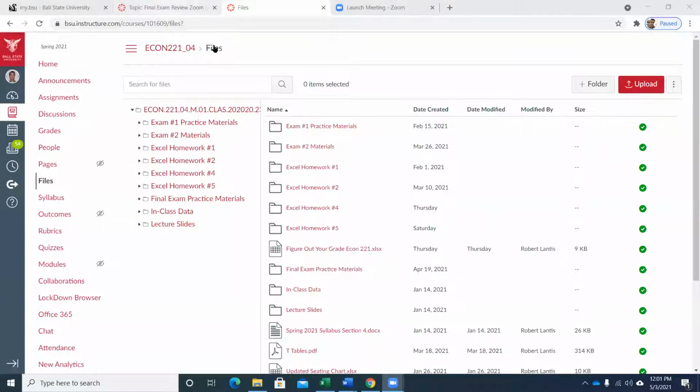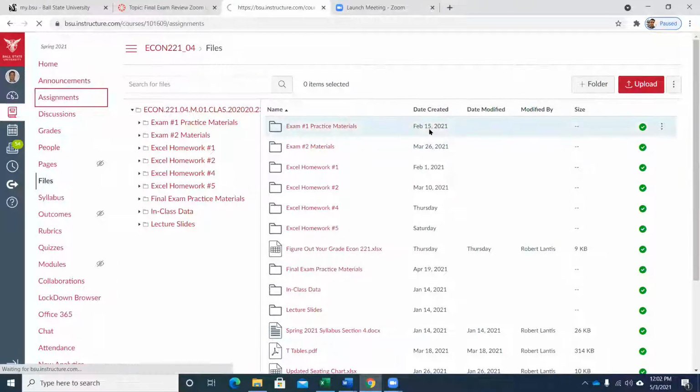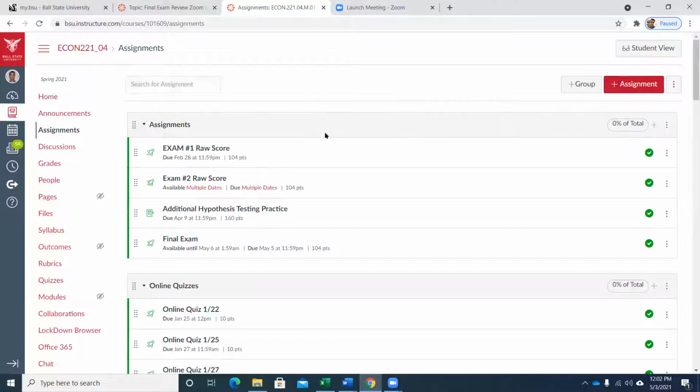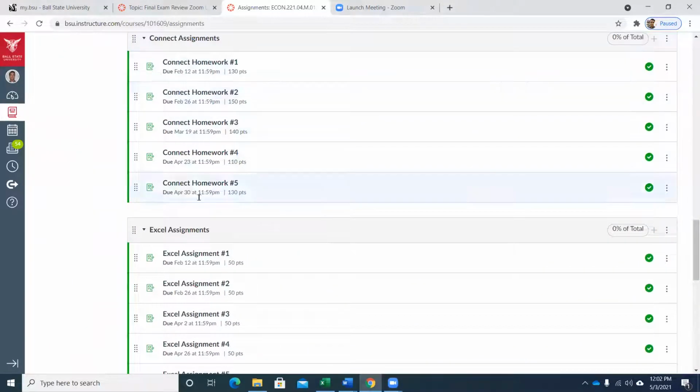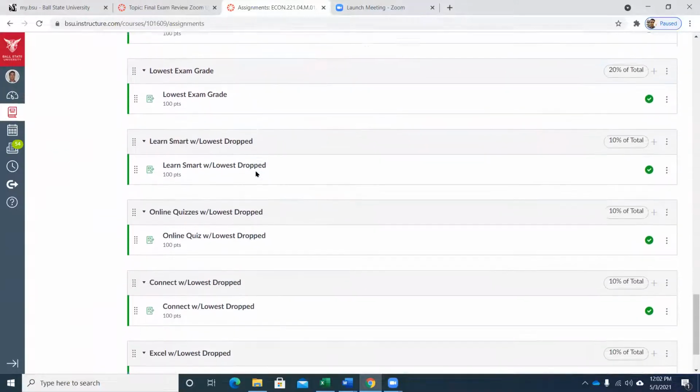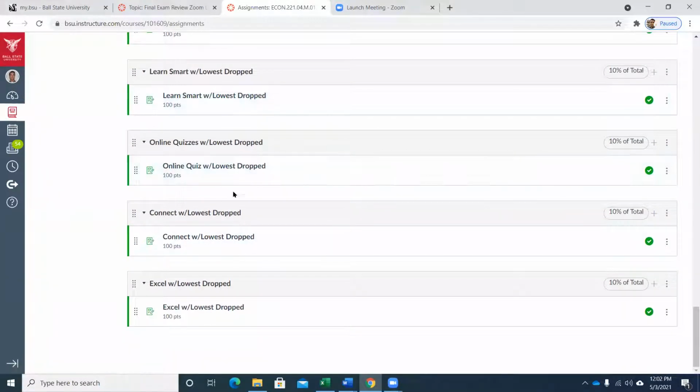Before we do that, I think putting this out will help people even if they aren't here today. One thing that I did get done this morning is everything should be graded up to this point. You can see all your old online quizzes, all the Learn Smarts, Connects, Excels. But then down here, I have for each one of those categories what your score was once I dropped the lowest, right? So your lowest Connect dropped, your lowest Excel dropped. So when you look at your grades, you should be looking at these categories because these reflect your score in that category with the lowest dropped.